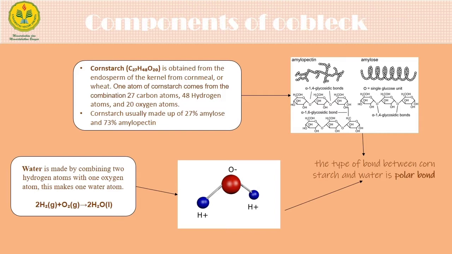When cornstarch is mixed with water, the lone pairs of O, that is oxygen, present in the water attract the H, that is hydrogen atoms, in the starch. This attraction is due to the higher electronegativity value of oxygen than hydrogen. A hydrogen bond is polar in nature, as it is formed by electrostatic interaction. Therefore, the type of bond between cornstarch and water is a polar bond.